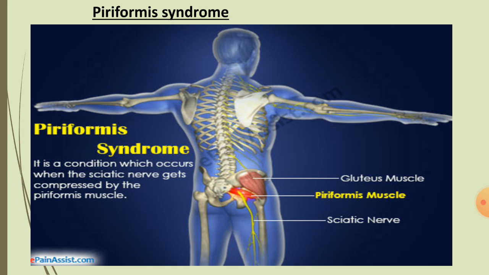This is the piriformis syndrome. It is a condition which occurs when the sciatic nerve gets compressed by the piriformis muscle. This completes our topic, the gluteal region.